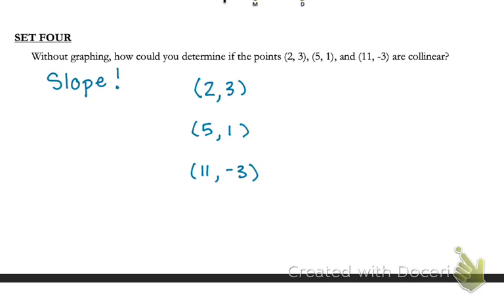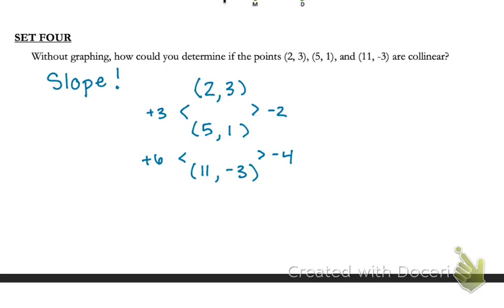When we're looking at slope, we are looking at the differences of the y's and the differences of the x's. So from 2 to 5, I've gone up 3. From 3 to 1, I have gone down 2. That's why I have negative 2. From 5 to 11, positive 6. 1 to negative 3, I've gone down 4. Again, slope is the difference of my y's over my x's.